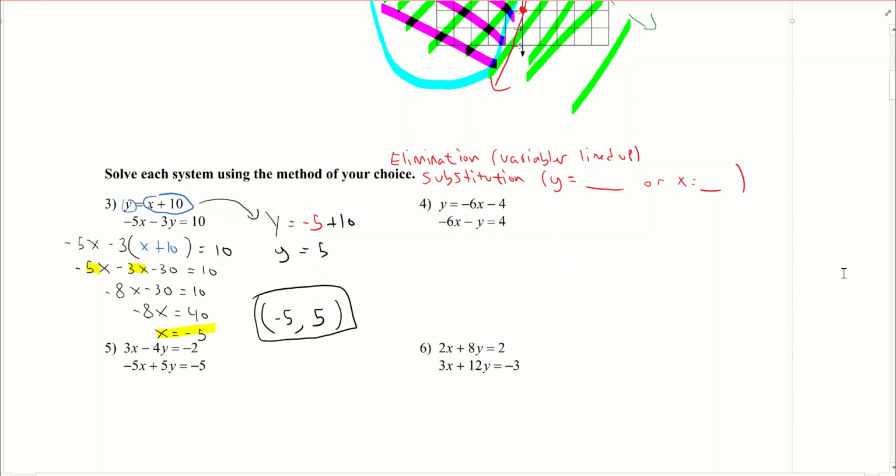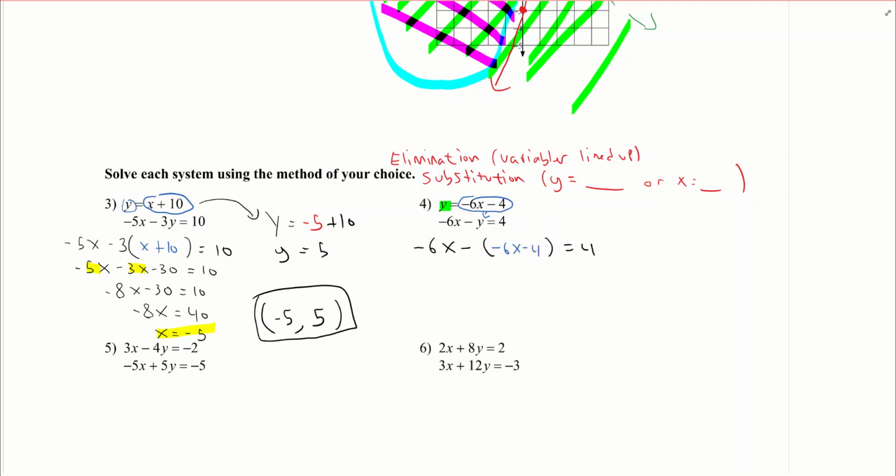Okay, so problem number 4 now. We're noticing, hopefully again, that this one is solved for y, right? Y is all by itself, so that lends itself to substitution again. So we're going to take what y is and substitute it for y in the other equation. So we're going to get -6x minus, wherever y is, I'm going to put parentheses. And then inside those parentheses, I'm going to put the thing we're substituting in, which is that.